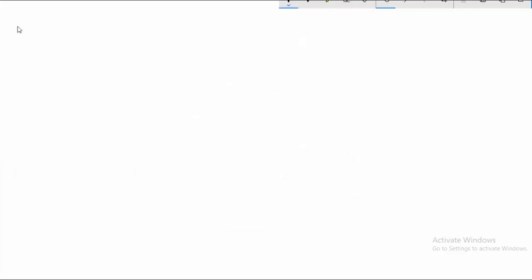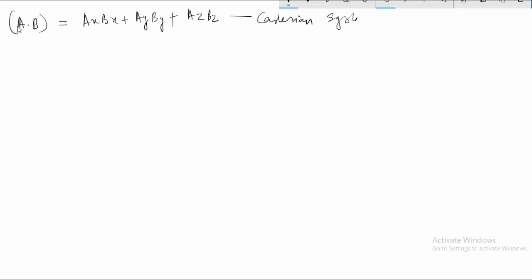And the next is how to write the dot product. So in Cartesian system, a dot b, the dot product of two vectors, can be written as ax bx plus ay by plus az bz. So this is for the Cartesian system. And the same will follow for the spherical system and cylindrical system.